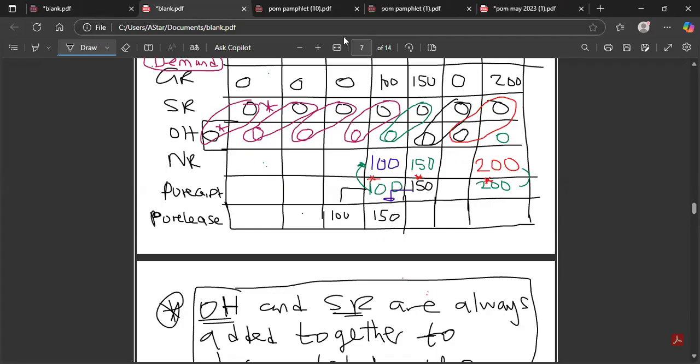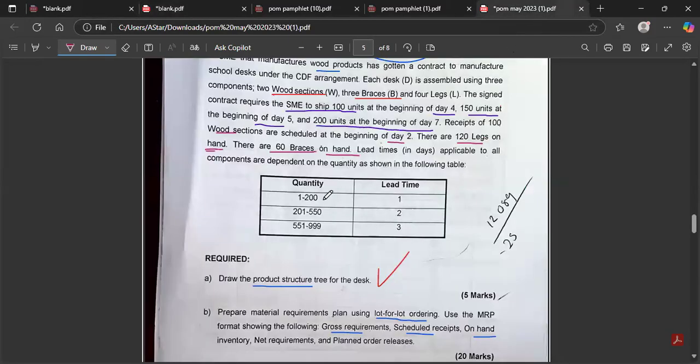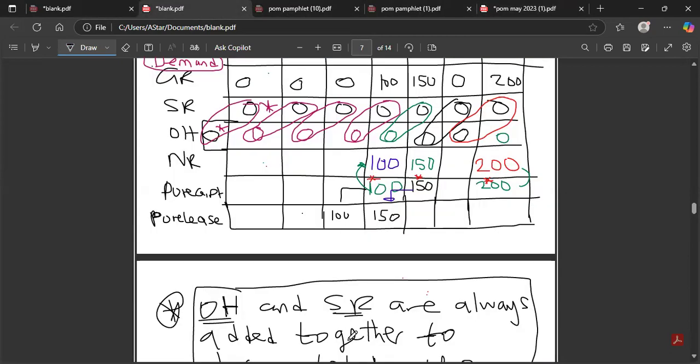Okay, now let's go to the other one. Where is it 200? 1 to 200 is also 1. So even this 200 here should have a lead time of 1. So it will come here, 200 to week 4 here. But if it had a lead time of 3, you would have counted 3 weeks backwards: 1, 2, 3, it would have come here. I'm sure you understand what I mean. Is that okay?